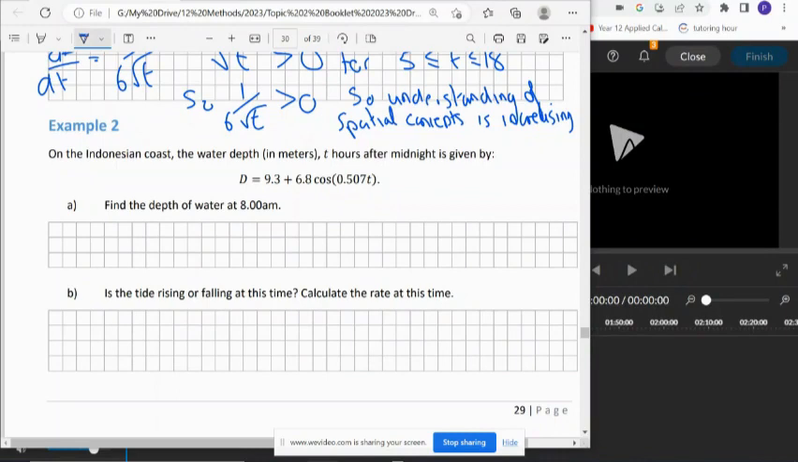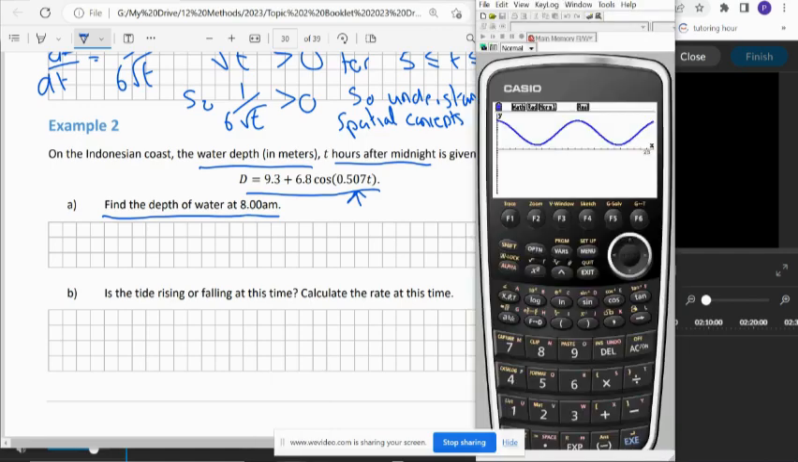So we've got this next question about an Indonesian coast. The water depth after midnight is given by this function here. It says find the depth of water at 8 a.m. Now these are short questions. We don't have to find or sub these in. Obviously looking at that, we can't do that by hand anyway. So what we're going to use is our calculator.